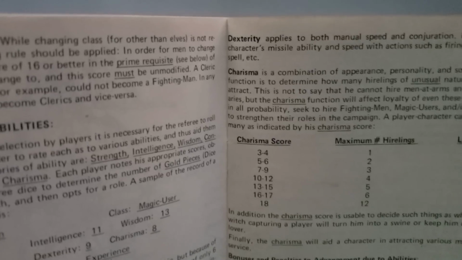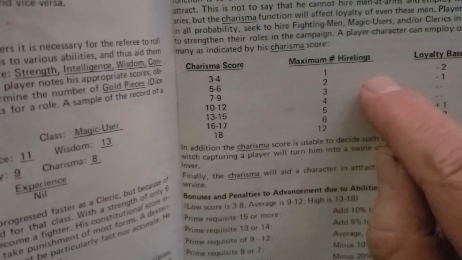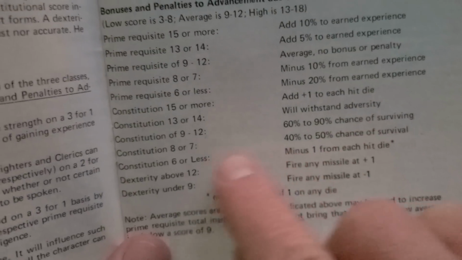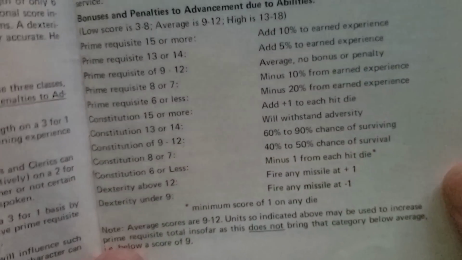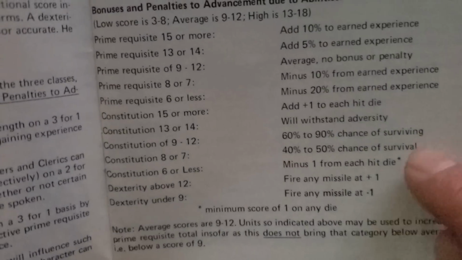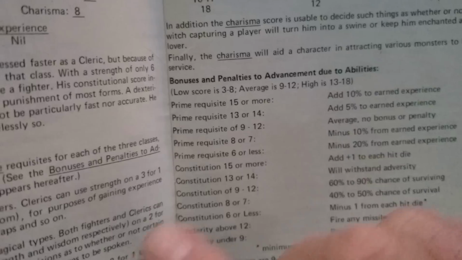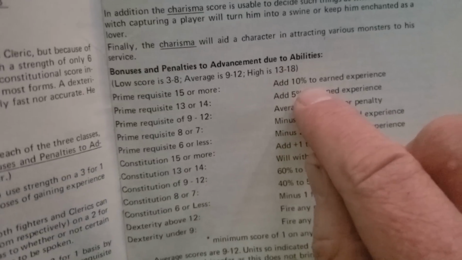That's the original order that they were listed in. Now, if you notice here, charisma affects your maximum number of hirelings and their loyalty base. Constitution affects your hit points a little bit. Dexterity affects your rate of missile fire, whether you're good at it or bad. But that's it. Notice that strength, intelligence, and wisdom don't do anything, except if you have high strength and you're a fighter, high intelligence and you're a magic user, or high wisdom and you're a cleric. If it's high, you get a bonus to your experience points. That's what ability scores were for in this version of the game.